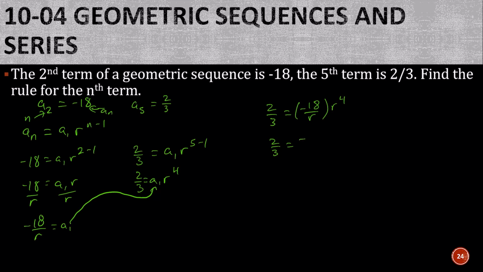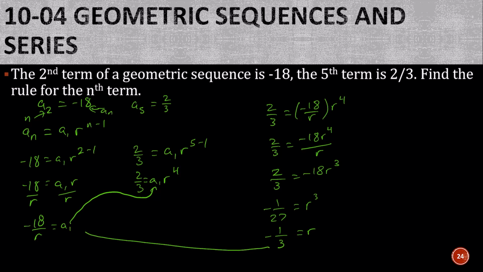To multiply a fraction with a non-fraction, you just multiply across. And then we could reduce the r's. The r to the third. Divide by negative 18, and take a cube root. And so if I do a cube root, r would be negative 1/3.